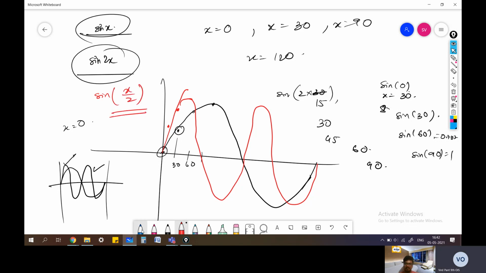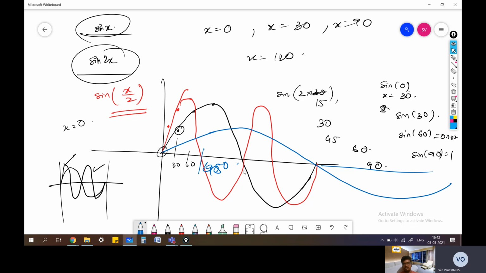And similarly draw for sin x by 2. I can already guess what it will be. It will be half, like this. Yeah, exactly. I can use the points 0, 90 and 180.